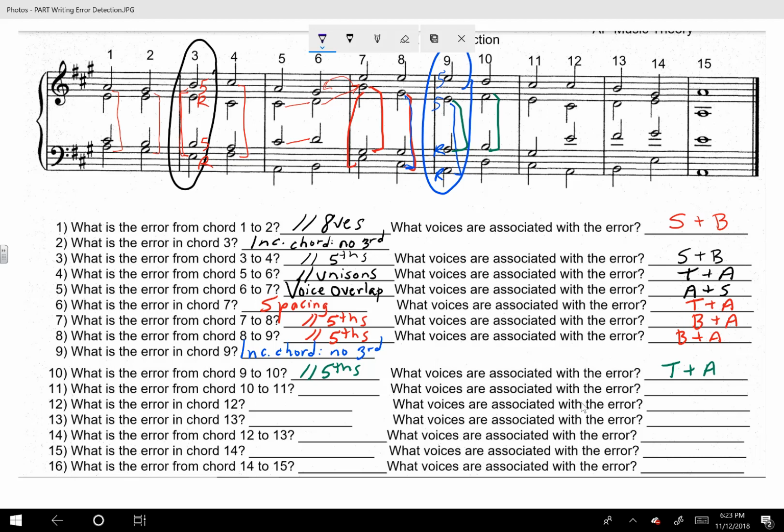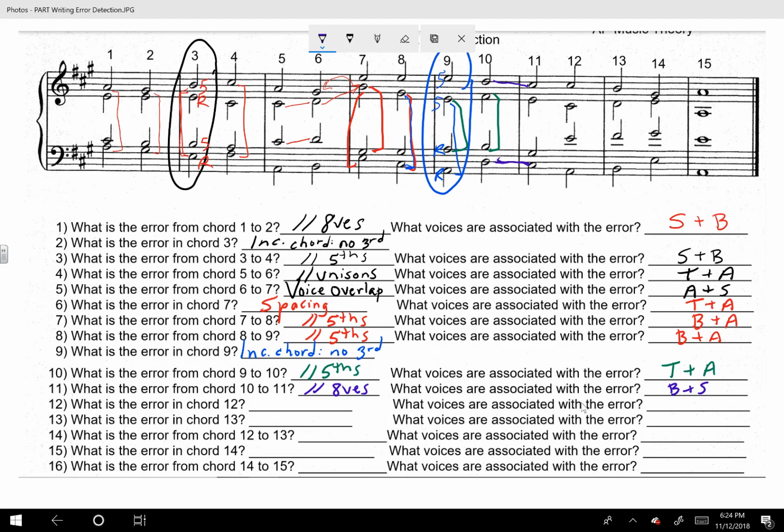Number 11. What is the error from chord 10 to 11? Parallel octaves between the bass and the soprano. Soprano, D to C, bass, D to C. Parallel octaves are forbidden.